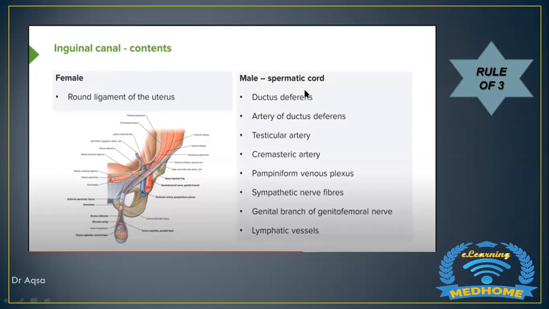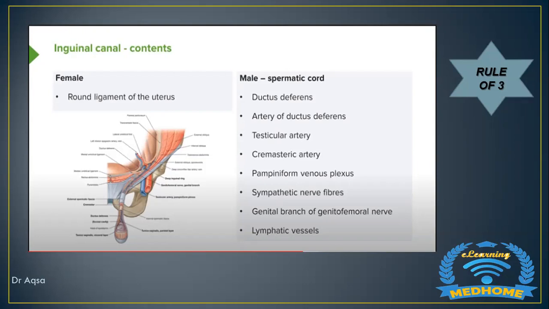Otherwise, we have 3 arteries, we have 3 nerves, and we have 3 other structures in case of inguinal canal. That is rule of 3. For rectus sheath, we had rule of 2. So 3 arteries. What are the 3 arteries?